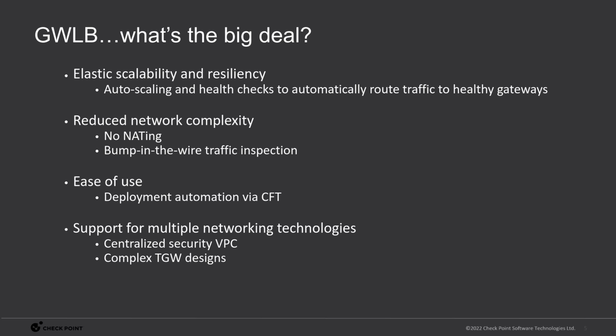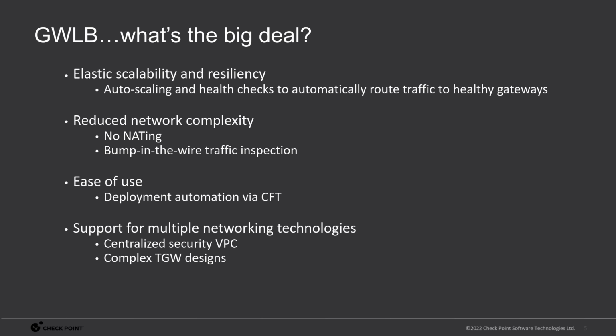But outside of that, you have elastic scalability and resiliency, auto scaling and health checks to automatically route traffic to known good gateways. If there are issues, it doesn't send traffic to them. It makes sense. Takes a lot of manual labor off of your plate. Reduced network complexity: there's no NATting.